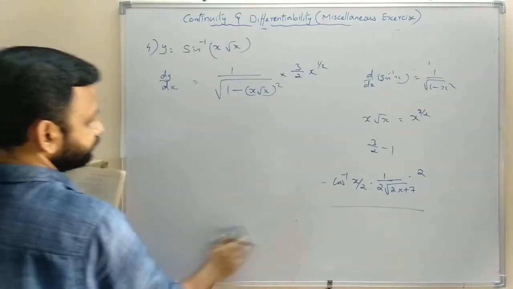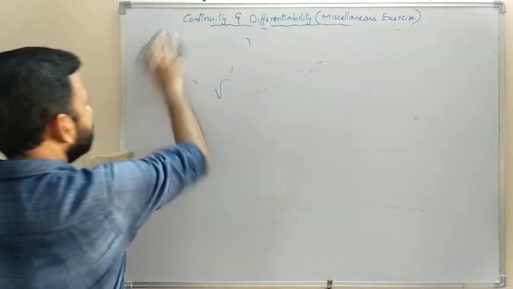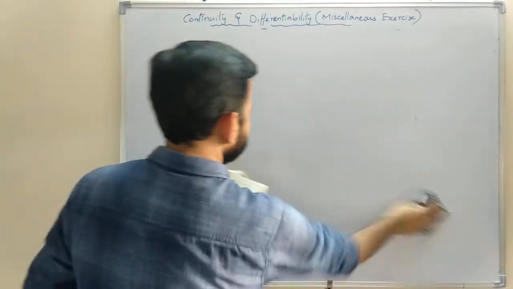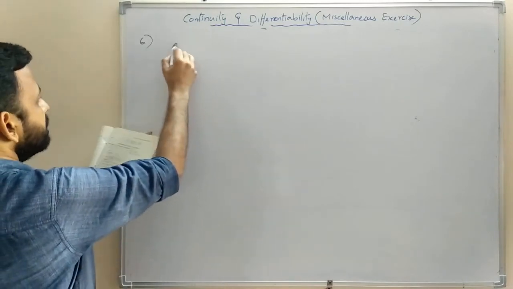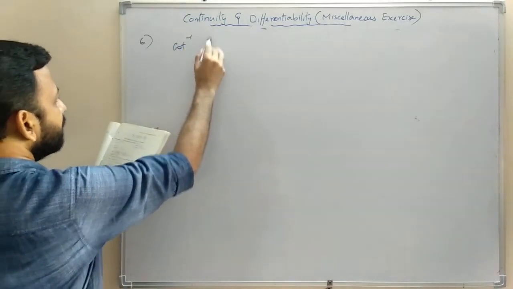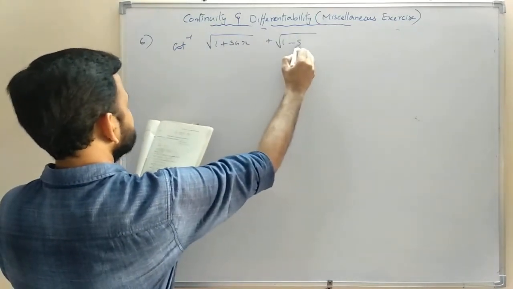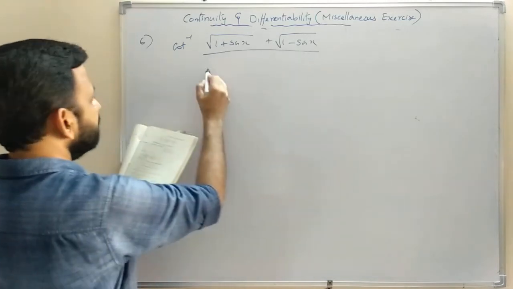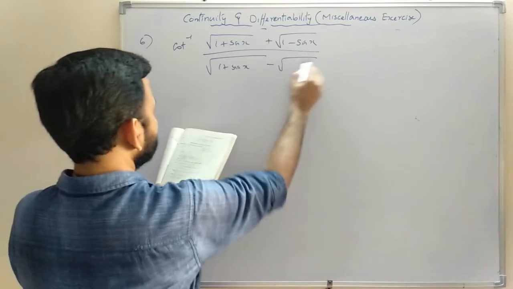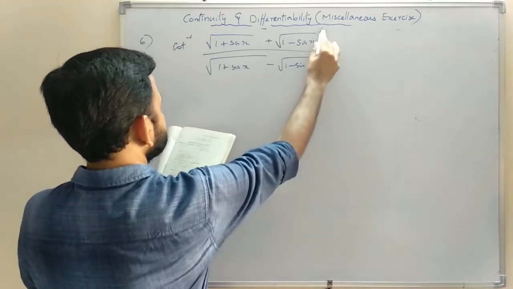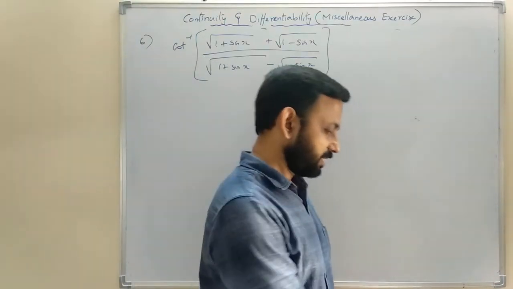Then we will do the sixth question: cot inverse of under root 1 plus sin x plus under root 1 minus sin x divided by under root 1 plus sin x minus under root 1 minus sin x. We need to find the derivative of this one. I think we have done this question in a previous exercise.